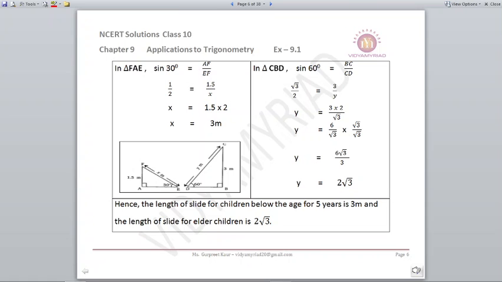So both the lengths of the slide for the children we have found out. For the smaller children it is 3 meters and for the bigger children or elder children it comes out to be 2 root 3 meters.